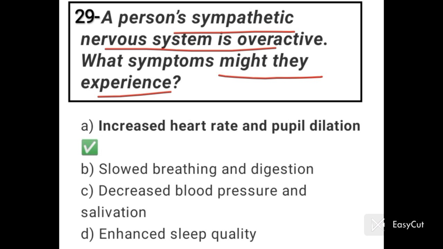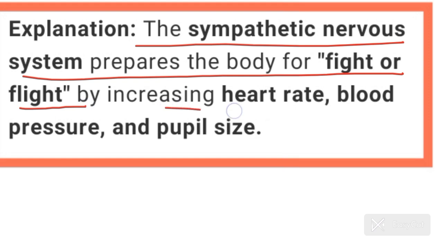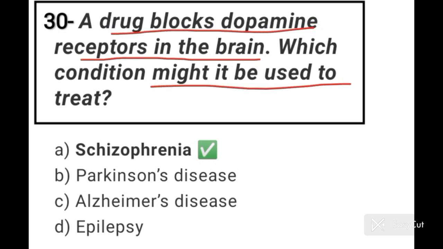So when the sympathetic nervous system is overactive, it increases heart rate and pupil dilation. The sympathetic nervous system prepares the body for fight or flight by increasing heart rate, blood pressure and pupil size. Now come to question number 30. A drug blocks dopamine receptors in the brain. Which condition might it be used to treat?